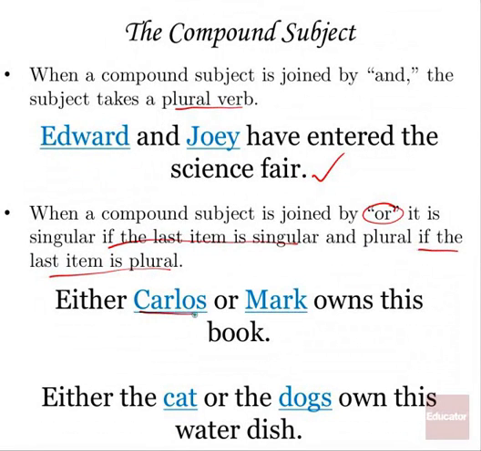So, either Carlos or Mark owns this book. We get a singular verb here because we've got that or, and Mark is singular. There's only one of him. But either the cat or the dogs own this water dish, plural, there's that S. Now, if it were either the dogs or the cat, it would be owns because there's only one cat. But because dogs came second, we use the plural verb own.